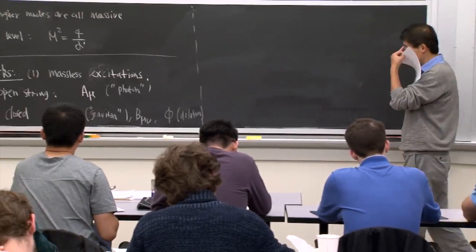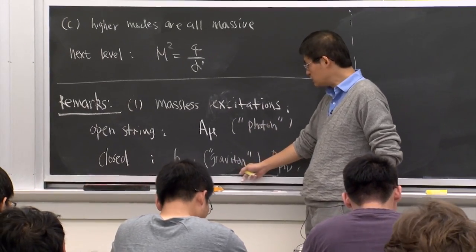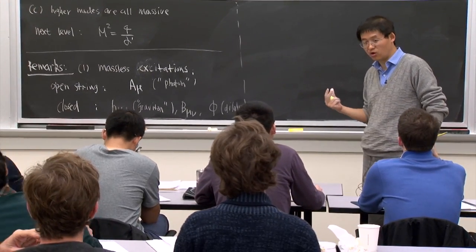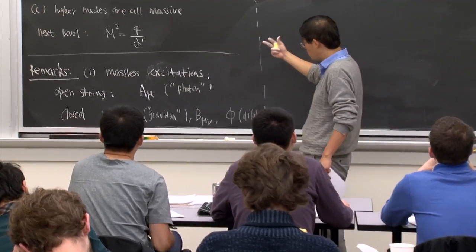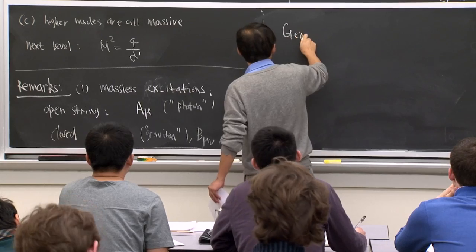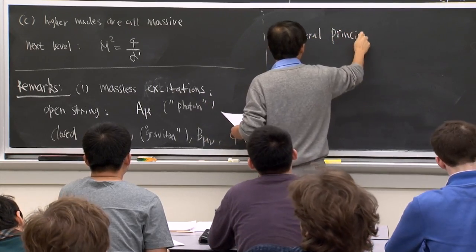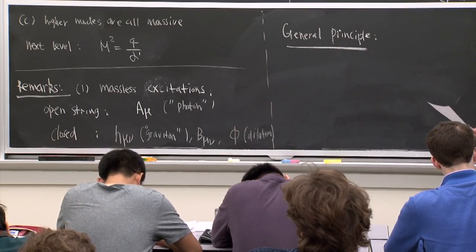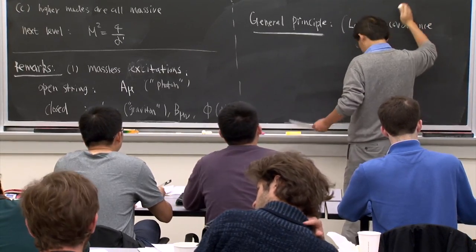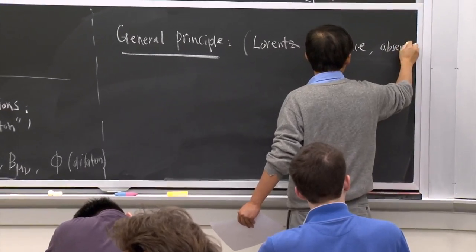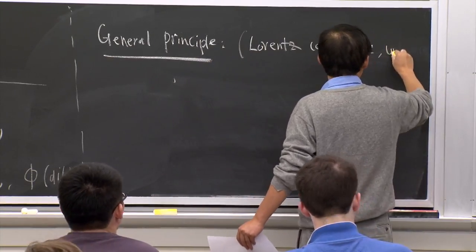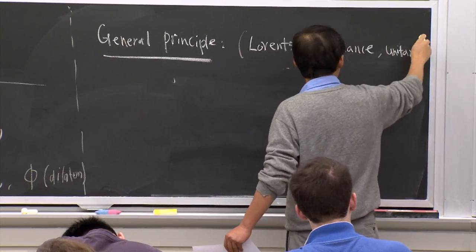So far, to call them photon and graviton is actually a bit cheating, because we don't know whether they really behave like a photon or like a graviton. We just find a massless spin 1 particle and a massless spin 2 particle. But actually, there is something very general one can say just from general principles, based on Lorentz covariance and the absence of non-physical states, say unitarity.